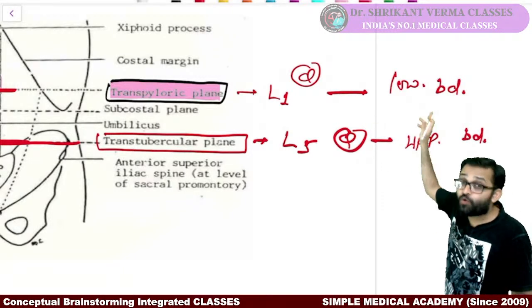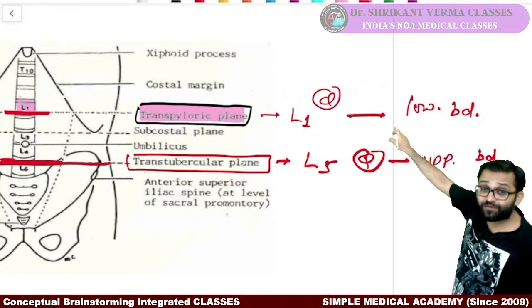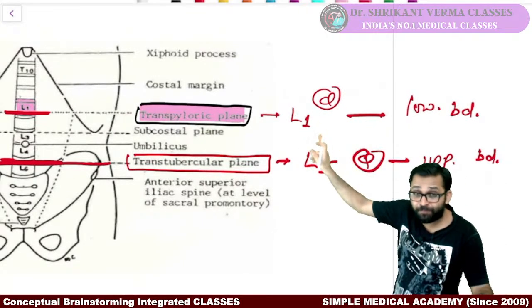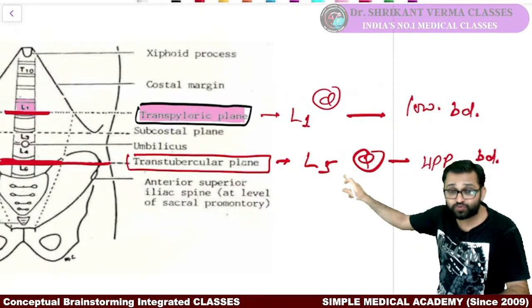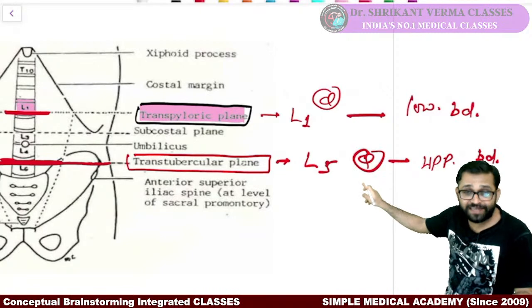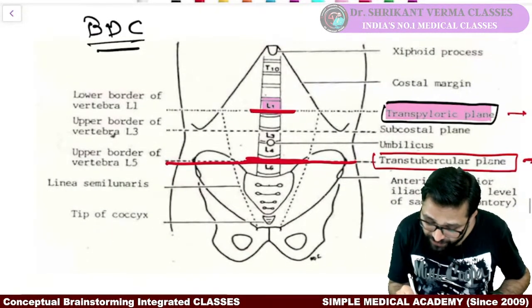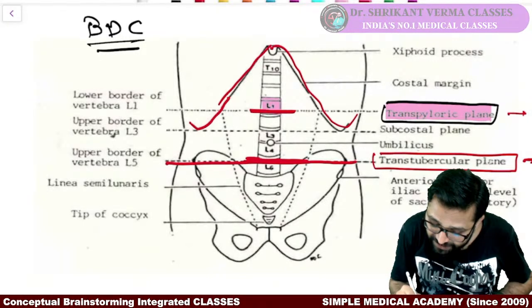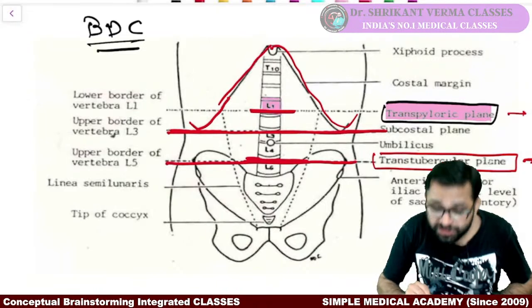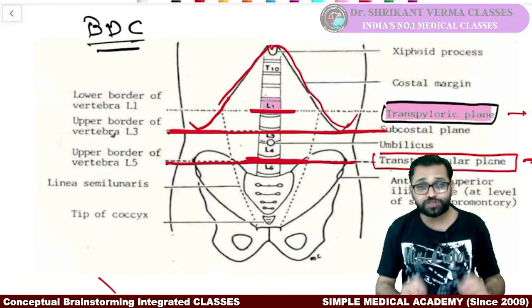We are improving. What you have to remember is that the first plane goes from the lower border of L1. L1 is the first plane. Who is the last plane? The transtubercular. It is passing through the L5 part. Yes, it is passing through the upper border. Getting the point? But can you see there is one subcostal plane. This is the rib margin. Yes, this is your rib margin. From here, which plane is going? This is your subcostal plane. Getting the point? Yes, it is our subcostal plane.